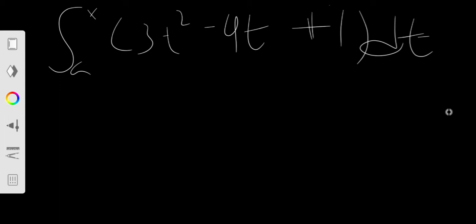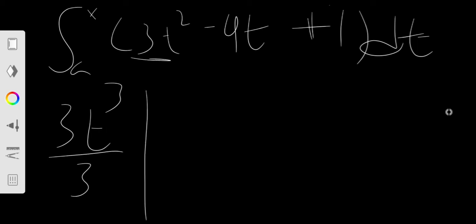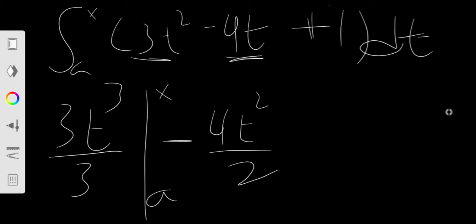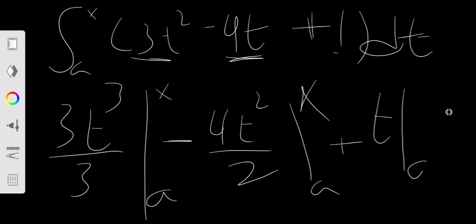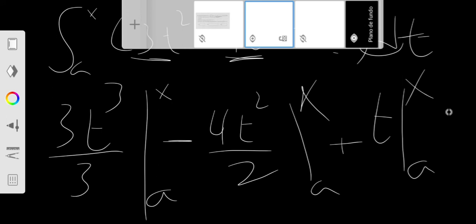So how do we go on integrating this? So 3t cubed divided by 3, right? Integrate this part of it from a to x, minus 4t squared divided by 2. I'm just integrating this part over here from a to x, plus t. The integral of 1 is t from a to x. Okay, so in the next page I'm going to put the result of this part over here.